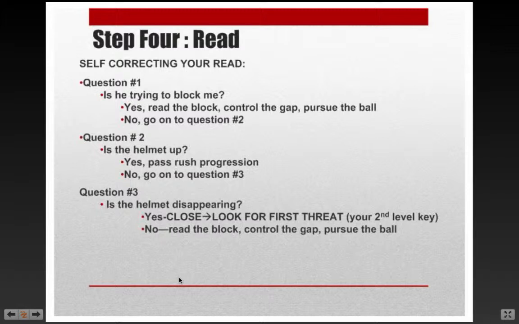If he's not trying to block you, you go to question 2. Is his helmet up? If yes, then I'm starting my pass rush progression, getting my eyes on the QB. If his helmet is not up, go to question 3. Is his helmet disappearing? Then yes, you need to close and look for your first threat, which is your second level key, and that's what we'll get into in the next couple of slides. But if it's no, read your block, control the gap, pursue the ball, and we need to look for our next level read after that too. So if his helmet is disappearing, make sure that you close right away and look for that first threat.